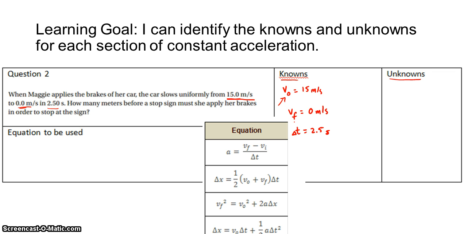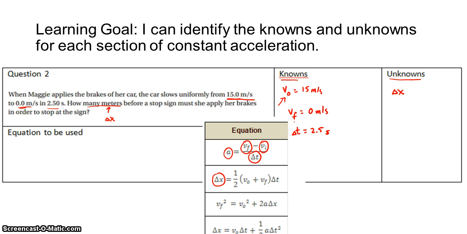The question is asking how many meters before a stop sign must she apply her brakes in order to stop at the sign. If we want to know how many meters, this is a distance. What we're trying to find is how many meters. That's our unknown. Now let's quickly remind you what all these symbols mean. A is acceleration. Vf is final velocity. Vi is initial velocity. T is time. And there's one more, and that's x, which is your distance, your displacement.